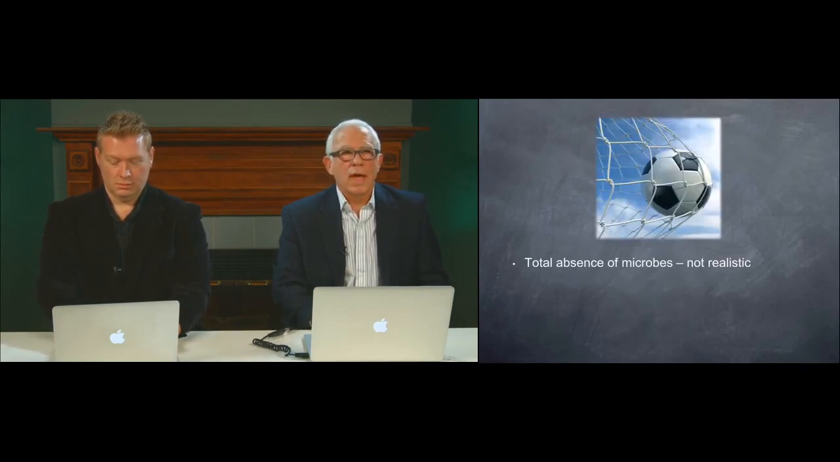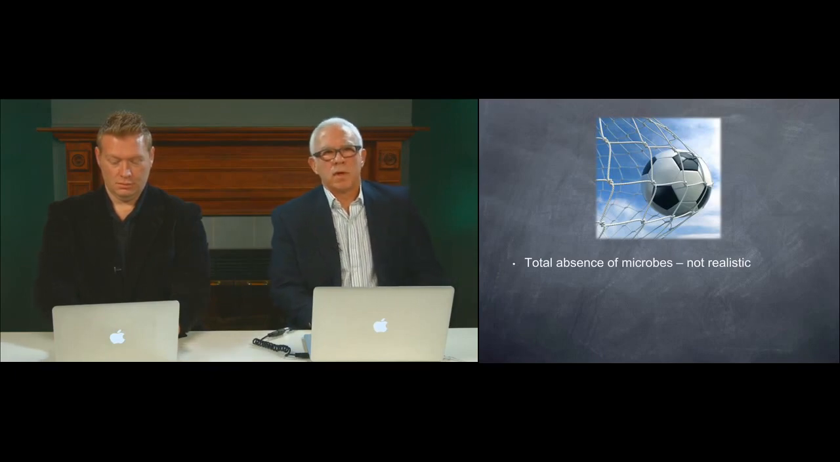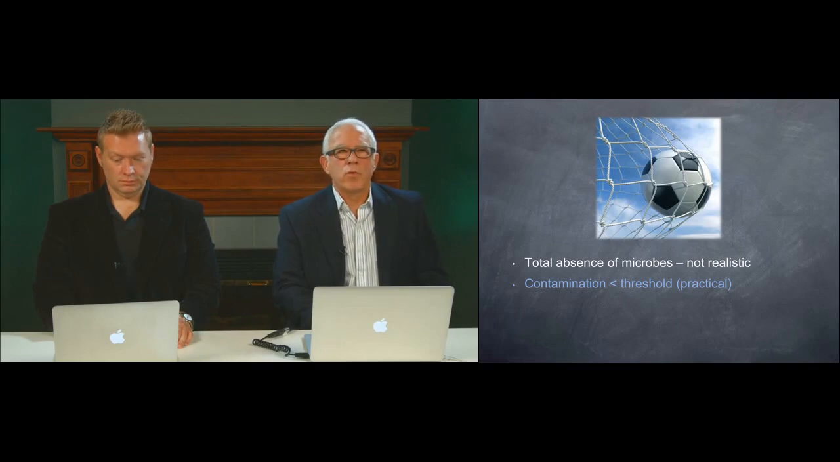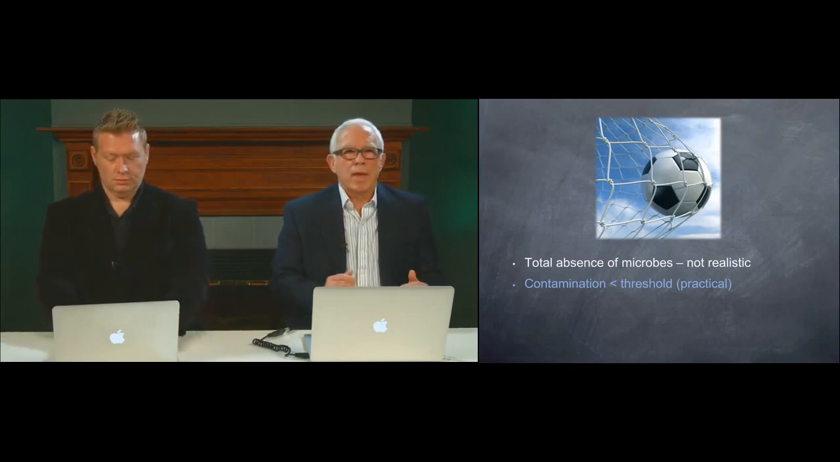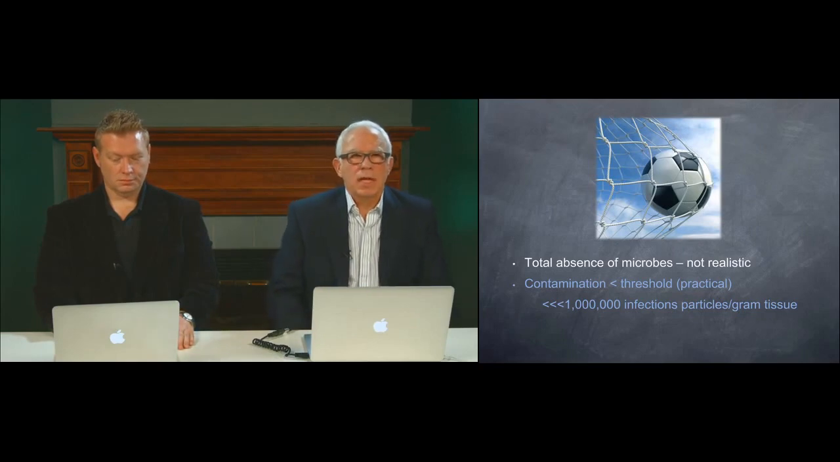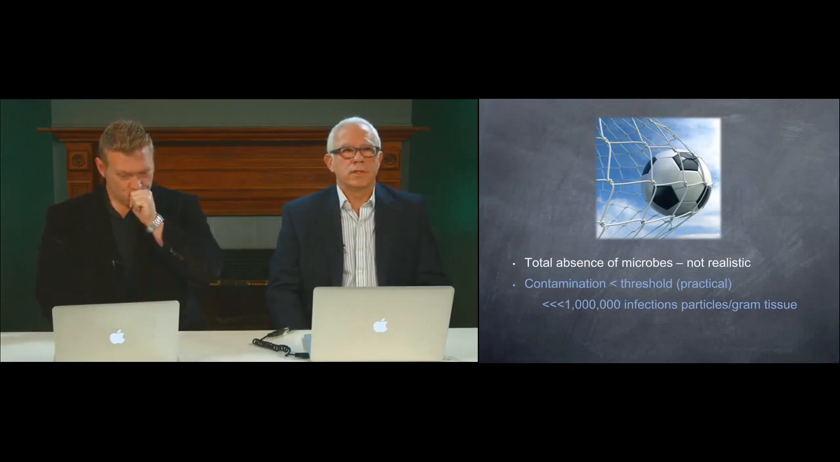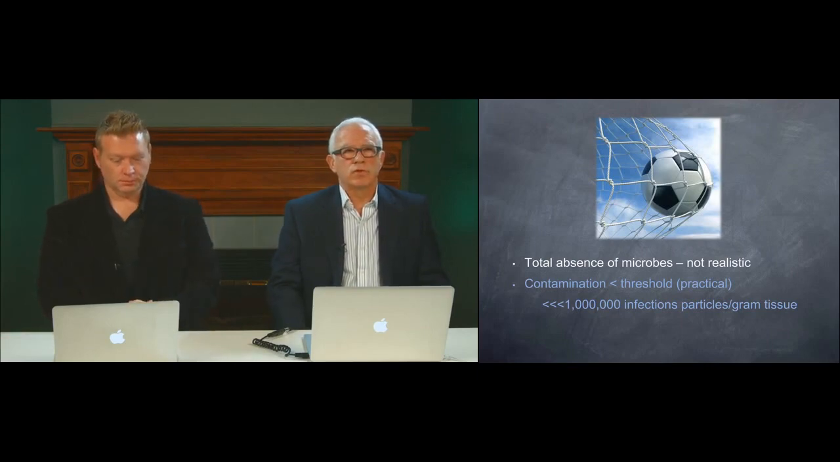So the goal is really not the total absence of microorganisms, because that's not realistic. The goal is to bring that contamination below threshold. In other words, to make it practical and to bring those levels as low as possible. It has been said that in a normal animal, it takes approximately 1 million infectious particles per gram of tissue to overwhelm the immune system. So if we can bring these levels as far down as we can, I think we're going to do well.